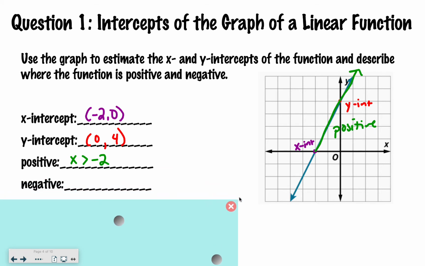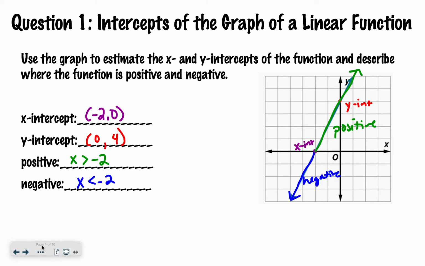All right, and the last part is where is this graph negative? Good luck. Okay, and hopefully for the negative portion, you said x is less than -2 because our negative portion are all of our x values that are less than -2. If you have questions about that, please be sure to ask for some help. I am happy to help you.